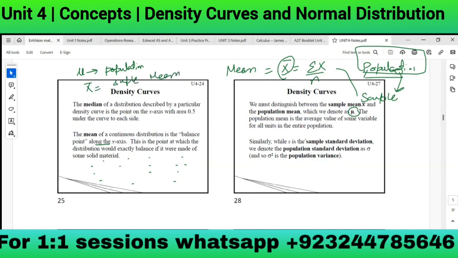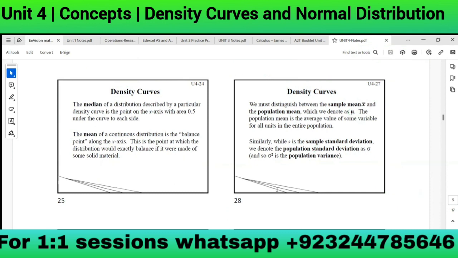Similarly, for standard deviation, if we say sigma, it's the population standard deviation or variance. And if it is S, then it's the sample standard deviation. So S is for sample standard deviation or sample variance, and sigma is for population standard deviation or population variance. So there are different symbols or notations for population and sample. This needs to be remembered because it can come in the question.